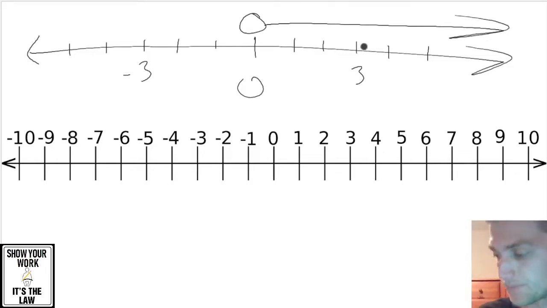Number 4, x is less than or equal to 5, so find the number they give us, 5. Is it filled or open? It's filled because of the bar underneath the sign, and x is less than, so we go below.